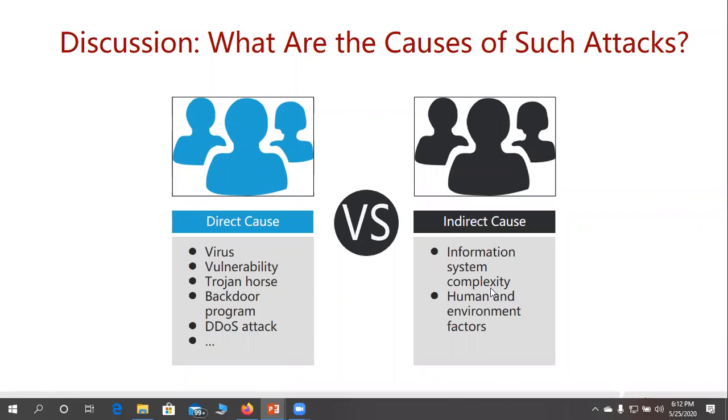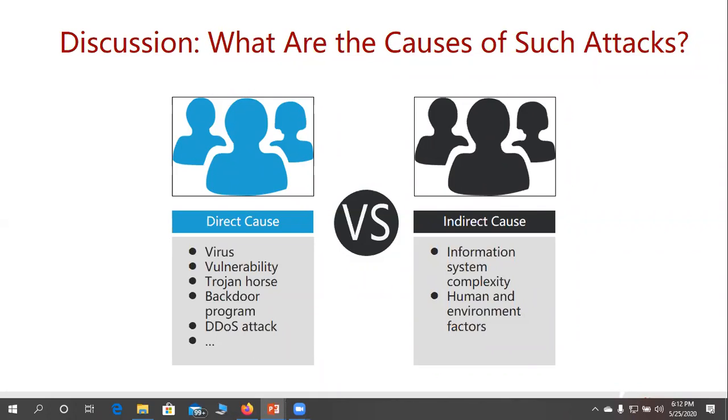And then we have indirect causes, which come as a result of, one, information system complexity. So this is where we have a complex process, whereby the designers of systems put more work into making the system usable. They are putting security as the second choice.